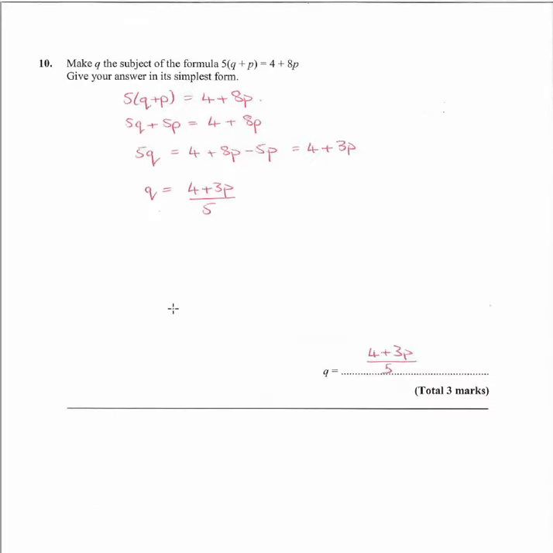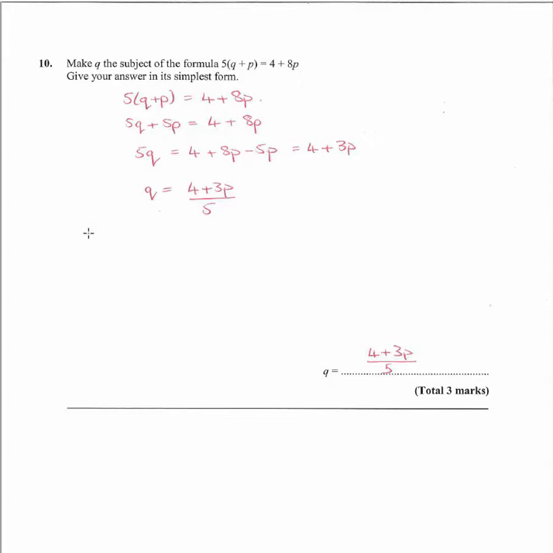Question 10, make Q the subject of the formula. So basically what we've got to do is we've got to get Q on one side of the equal sign and everything else on the other. Okay, so the first thing to do is to get rid of this bracket so we can break out and get the P out of here. So 5 times Q gives me 5Q, and 5 times P gives me 5P.